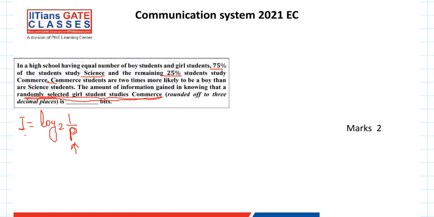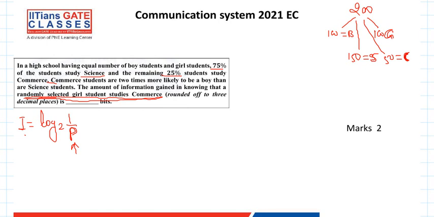So let's assume that there are a total of 200 students. It means that 100 of them are boys and 100 of them are girls. There are 75% science students, so 150 of them are science and 50 of them are commerce students. Now one more piece of information is given: commerce students are two times more likely to be a boy than a science student.